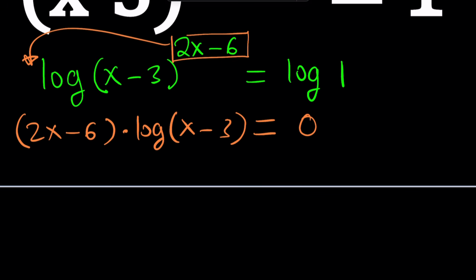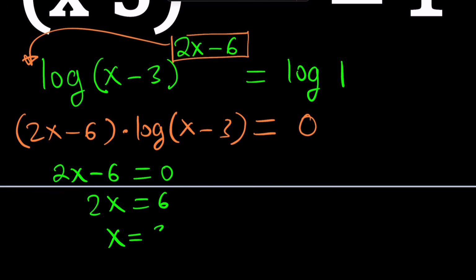Great. Now this is super helpful. You know why? Because this gives us two factors and the product is equal to 0. So what is that supposed to mean? It means that each factor can equal 0. Doesn't have to, but either or, right? So 2x minus 6 is equal to 0 will give us, obviously, 2x equals 6. And from here, we get x equals 3.